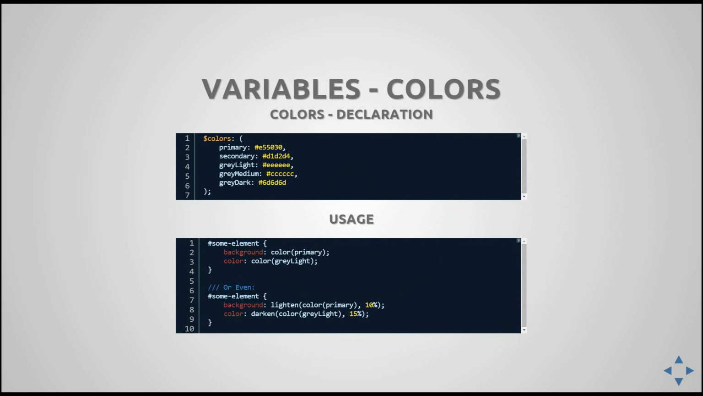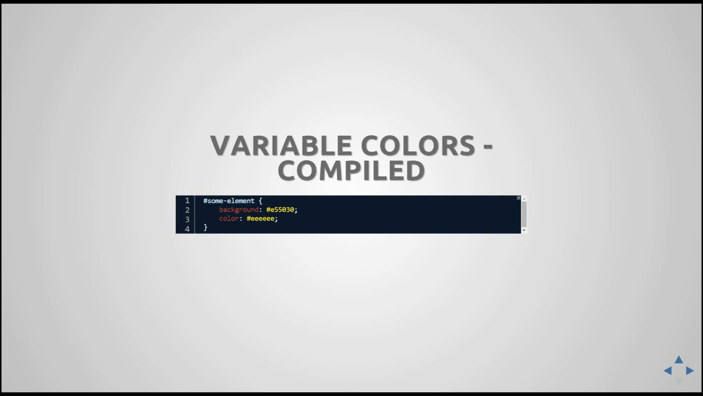Variable colors get defined as map arrays. So in our first example, we have the $colors, colon, open up an array, and we populate it with a series of colors that have human legible names, followed by the hex value of the color itself. Down below, in our first example, pointing to some element, we've set the background color function to a human legible name. Or even, we can use the lighten or darken function, followed up with the color's human legible name, and a percentage value of either direction we would like to alter the color. The above examples get compiled out into hex values.